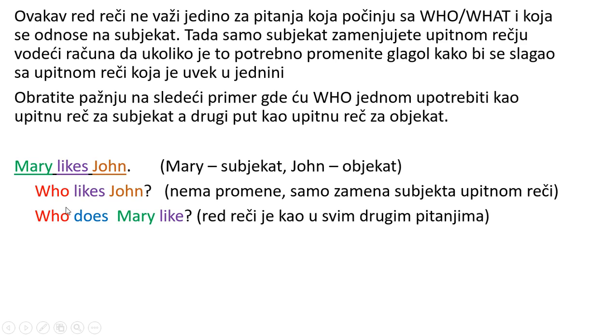But what if we use who for the object of the sentence? Then we have the word order of the question that we were talking about. Who does Mary like? You see, I have the question word, auxiliary, subject, main word, just like in the question that we were talking about. And the answer to this question, who does Mary like, would be John. I hope that you understand this. Please write this down, and then we can practice this a little.